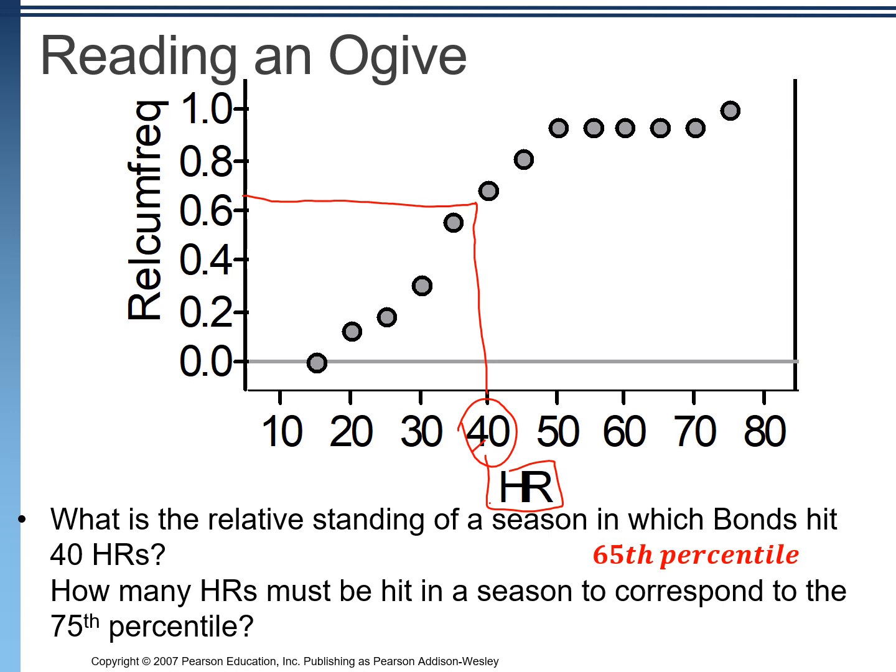How many home runs must he hit in a season to correspond to the 75th percentile? Same idea, we're just going the opposite direction. So there, we're going to go over. Once we hit our trend line, we head down. So that looks like about 45 home runs to reach the 75th percentile.